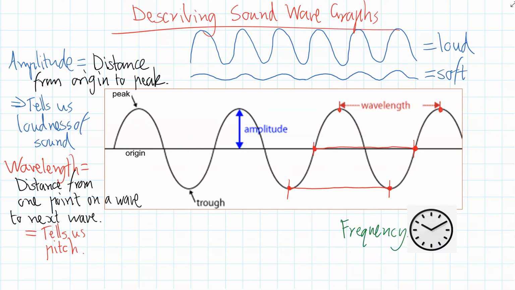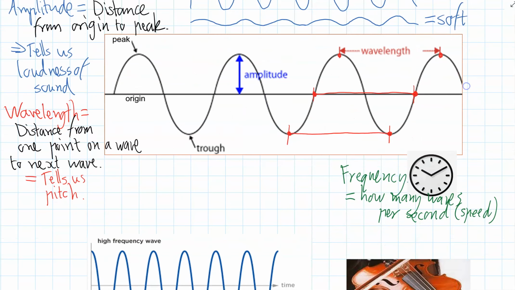So frequency, that means if you're standing at the end of the wave here, the frequency is counting how many waves are going past you every second. And in other words, how much the wave is vibrating and how quickly. So it's how many waves per second. In other words, it's the speed of the vibrations. And it also tells us the pitch.